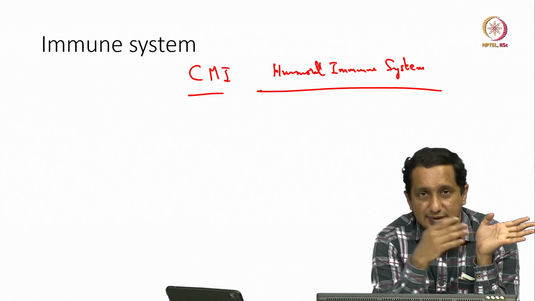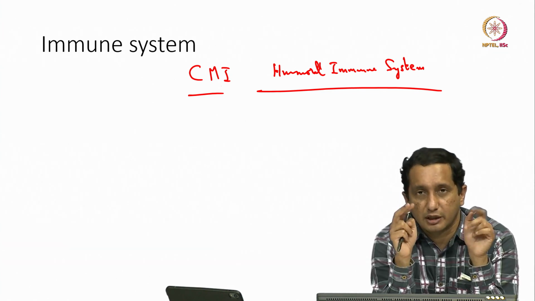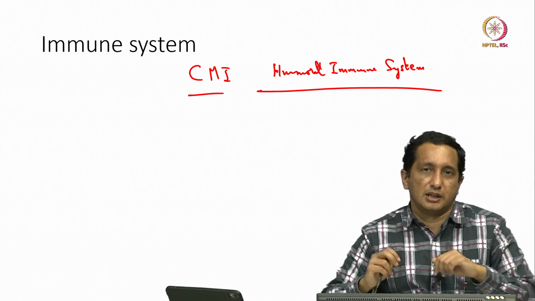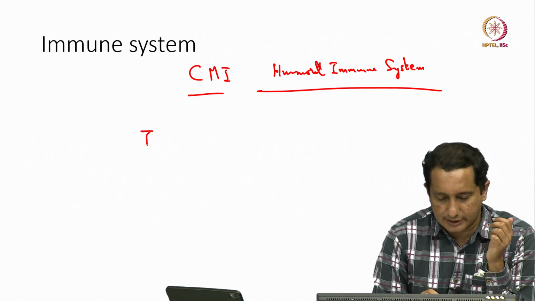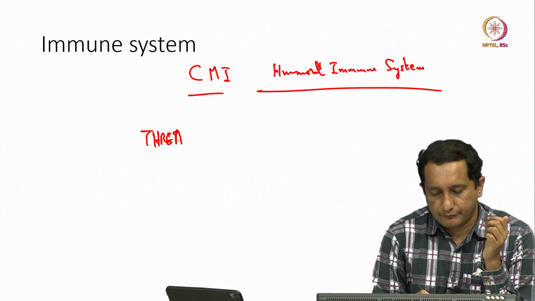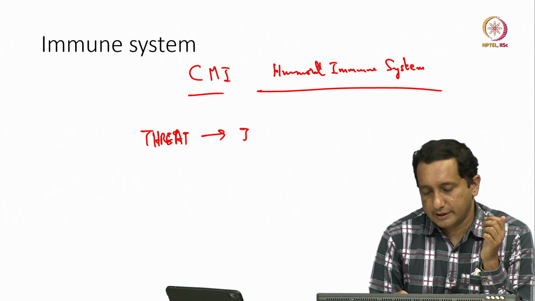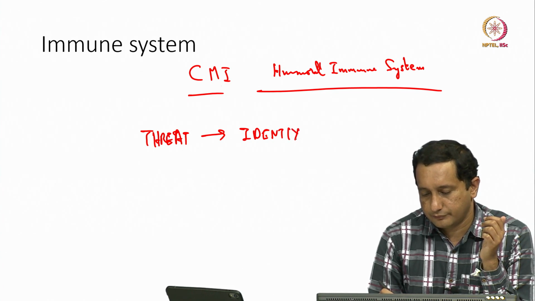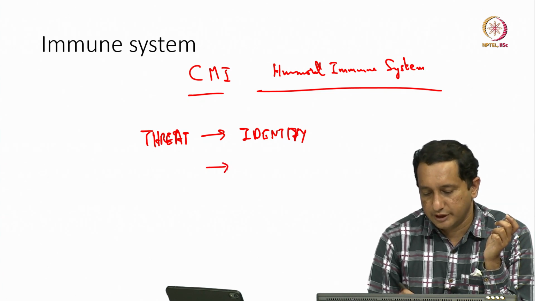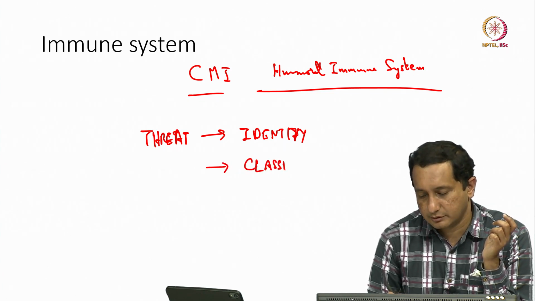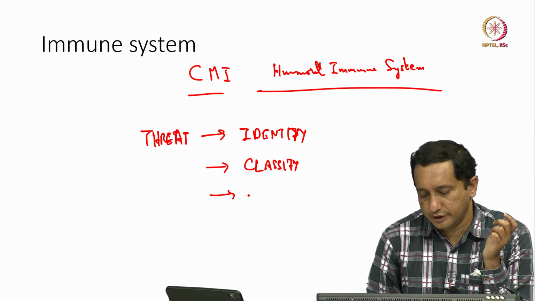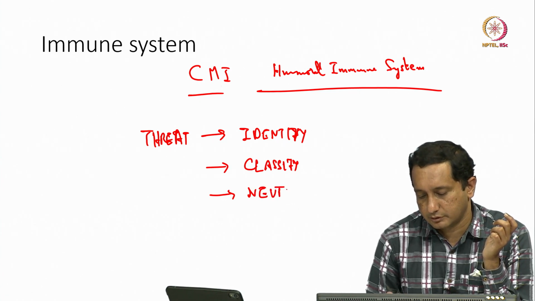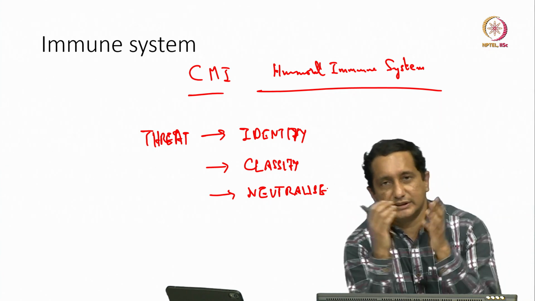Now, why did I discuss this in biological information systems? It is because if we look at what a threat is, you need to identify the threat, then you need to classify the threat, and then you need to neutralize the threat. Right. So, this is the function.